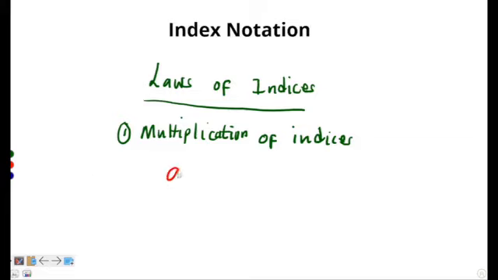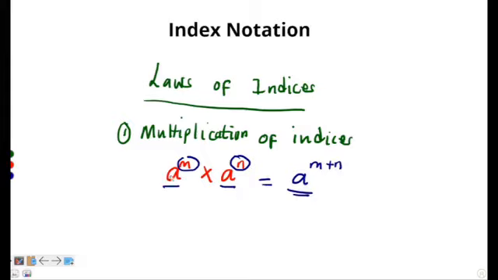For example, we have a to the power m times a to the power n. You can see that the base here is a, and again the base here is a. Since the two bases are the same, we are multiplying indices that have the same bases. We can write the base that is common, then these powers we are going to add them. So we write a to the power m plus n. This is our answer.